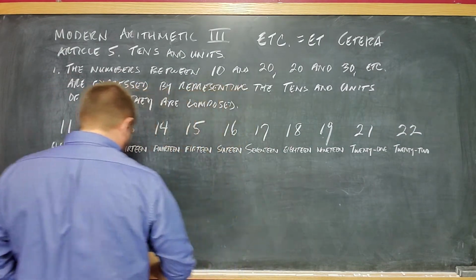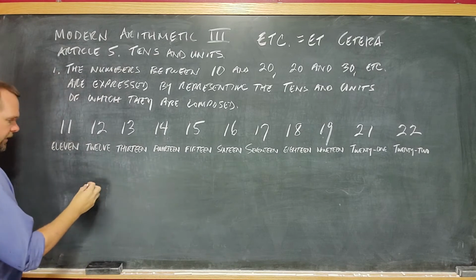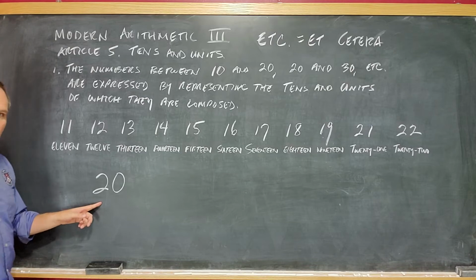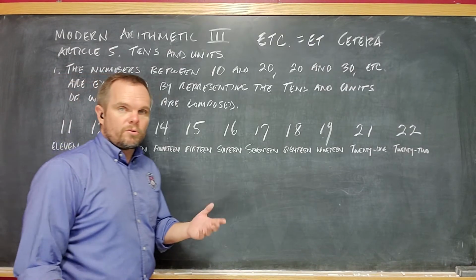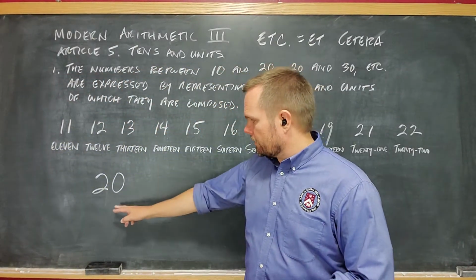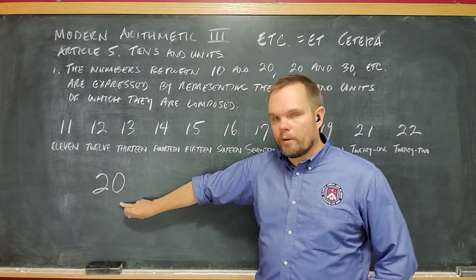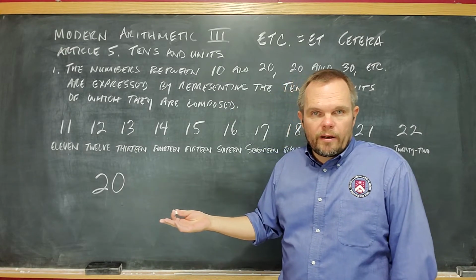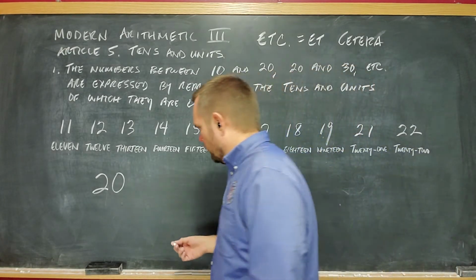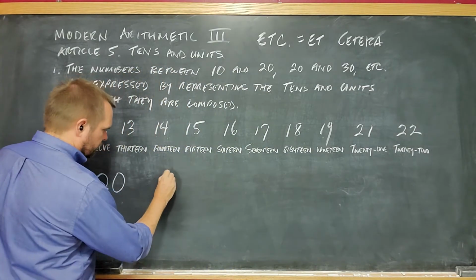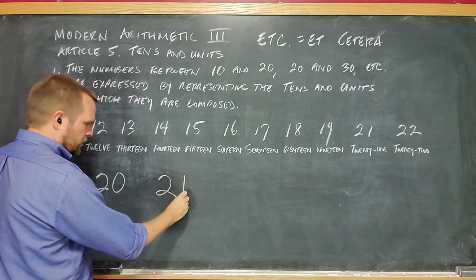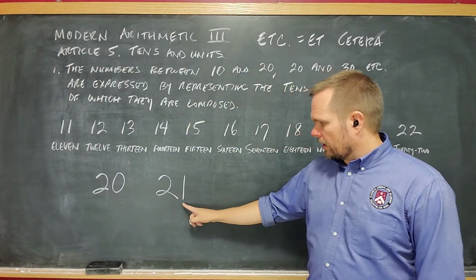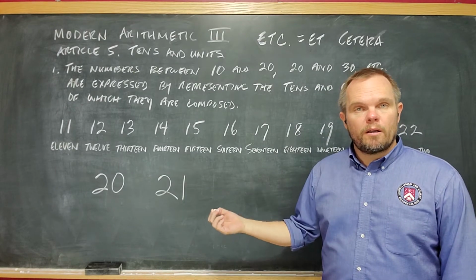It gets even simpler. If we have 20, we learned to write 2 tens and 0 units. 2 tens and 0 units makes 20. Well, if we add 1 unit to 20, what do we have? Very simple. We have 21. And all we need to do is write 2 tens and 1 unit. 2 tens and 1 unit makes the number 21.